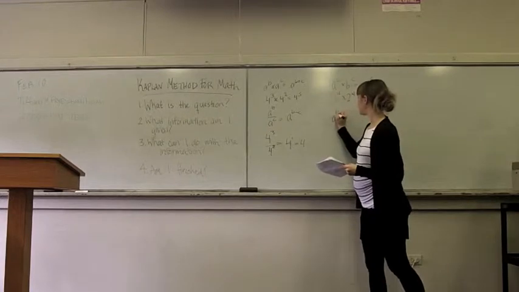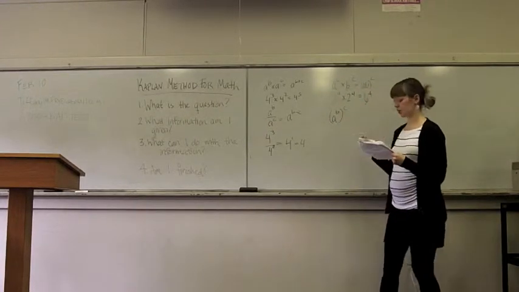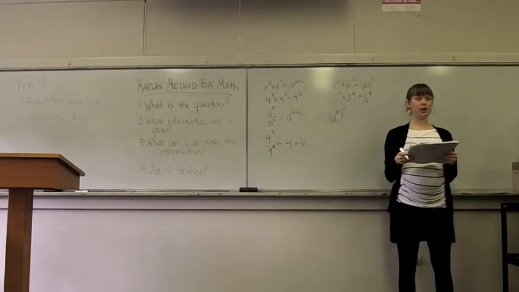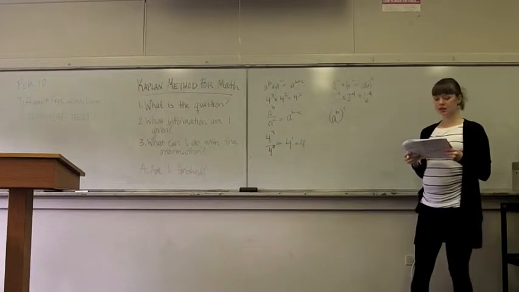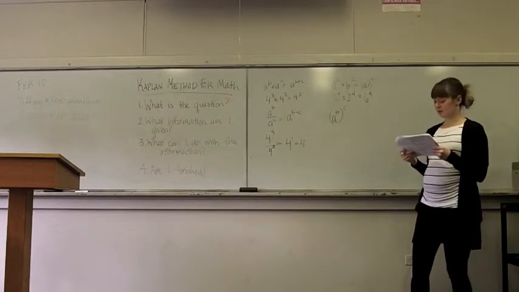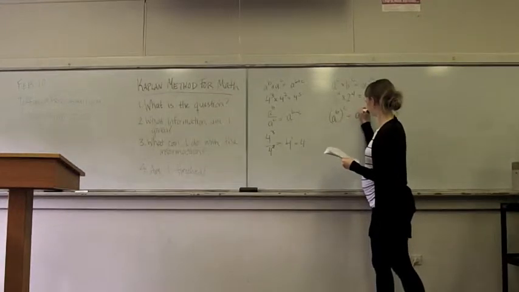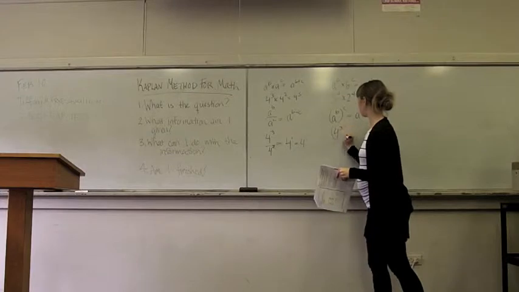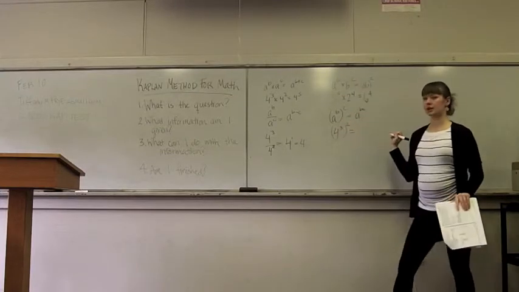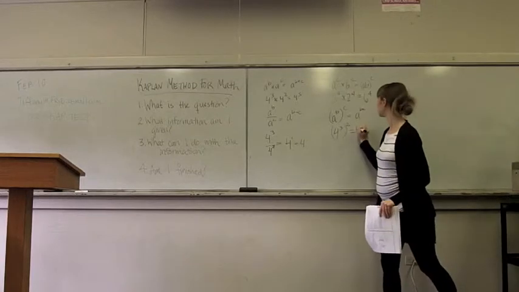Now, if we've got a number raised to an exponent, and then that whole thing raised to another exponent, what are we going to do in that instance? You multiply the exponents. Yes, we multiply the exponents. So A to the BC. So in our example, 4 to the third raised to the second, what are we going to get? 4 to the 6th. Yeah, 4 to the 6th.